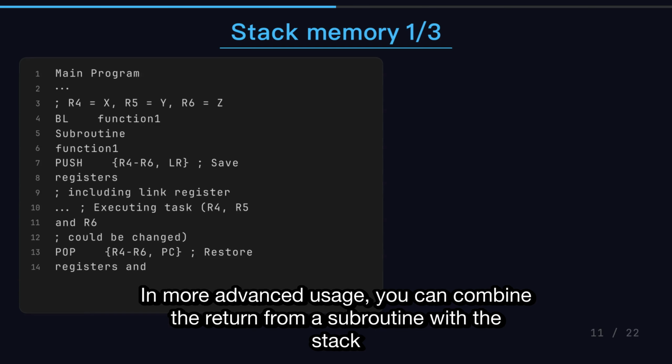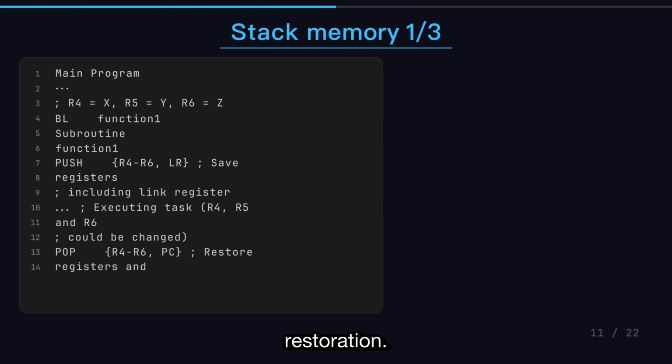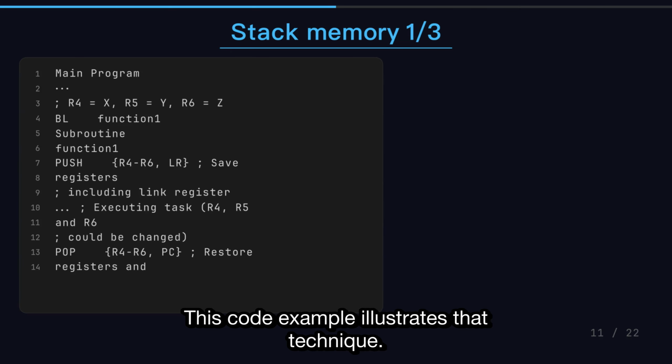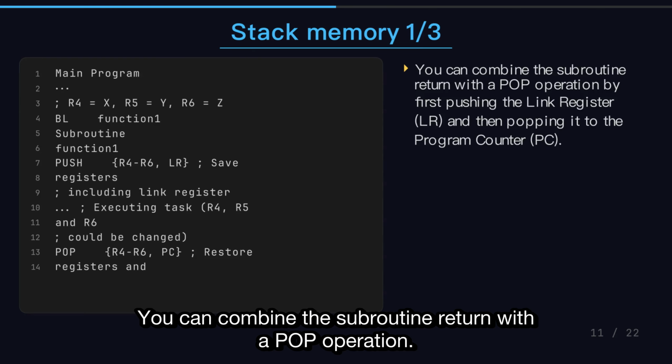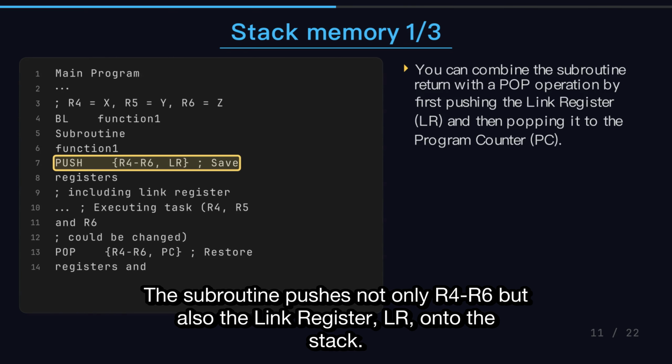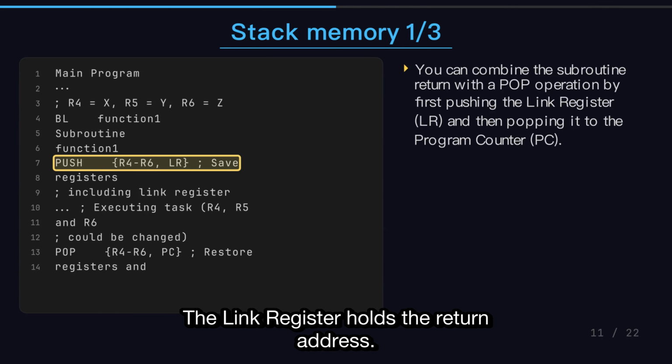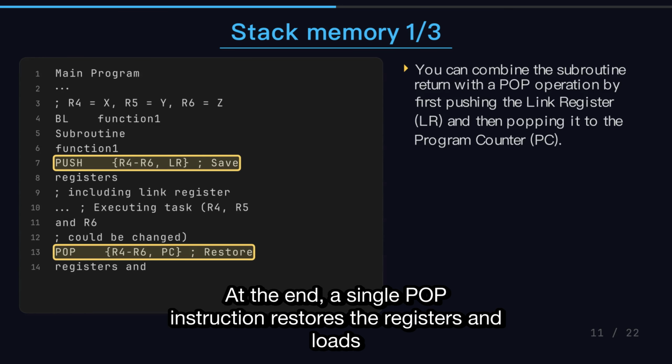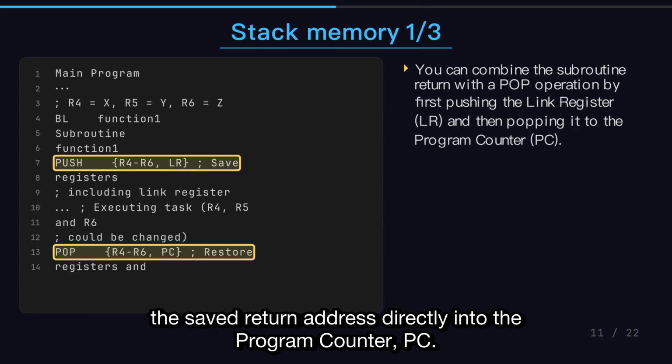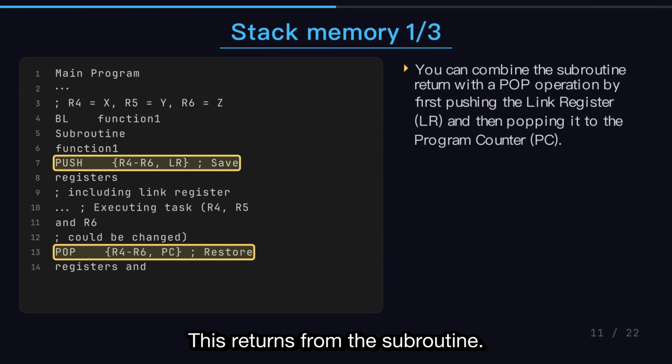In more advanced usage, you can combine the return from a subroutine with the stack restoration. This code example illustrates that technique. You can combine the subroutine return with a POP operation. The subroutine pushes not only R4, R1, and R2 but also the link register LR onto the stack. The link register holds the return address. At the end, a single POP {R4, R1, R2, PC} instruction restores the registers and loads the saved return address directly into the program counter PC. This returns from the subroutine.